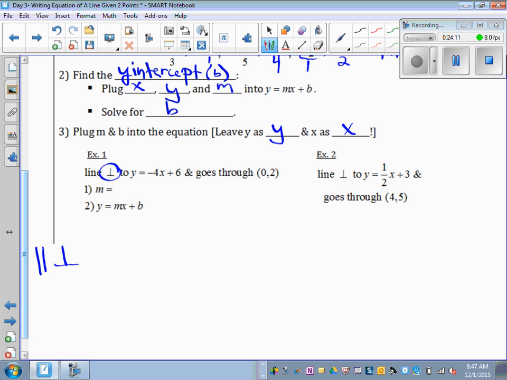So Jonathan, for example 1, it says the line is perpendicular to y equals -4x plus 6. What would my opposite reciprocal slope be? Very good, very good. A 1/4, and notice it's positive, like he said. Alright, so again, we immediately know our slope. We take the slope that's given to us and do the opposite reciprocal. Alright, and then they tell us that it goes through the point 0, 2. What do we notice about this point? What kind of a point is that?